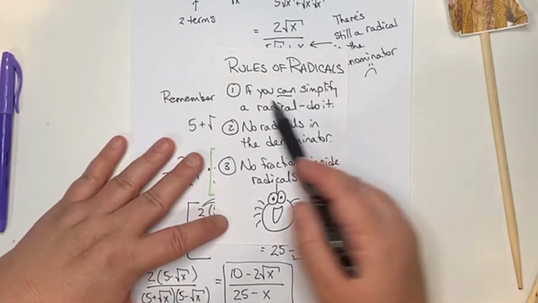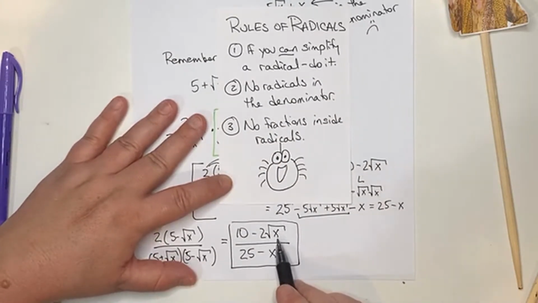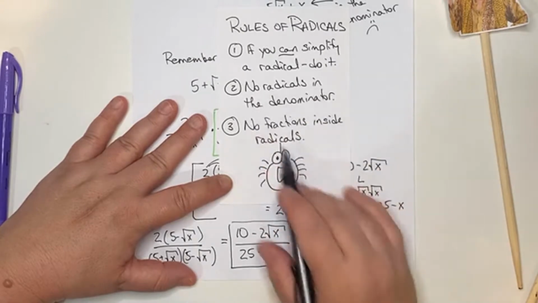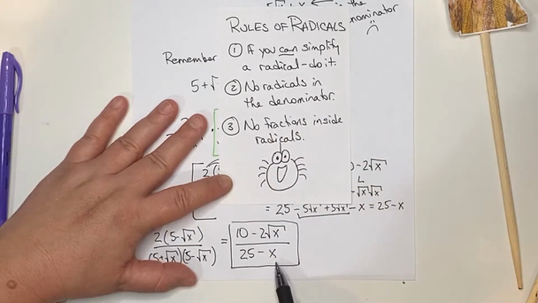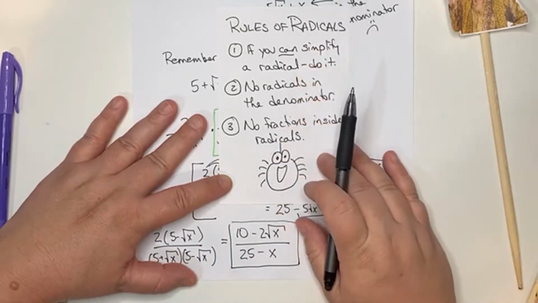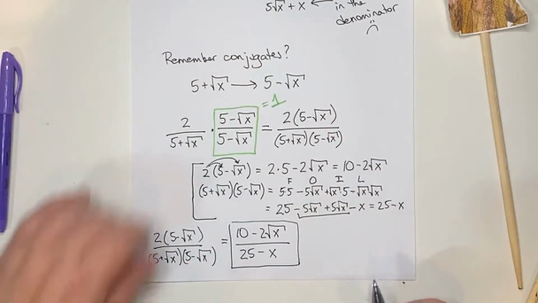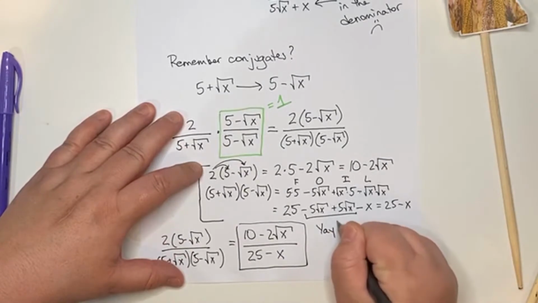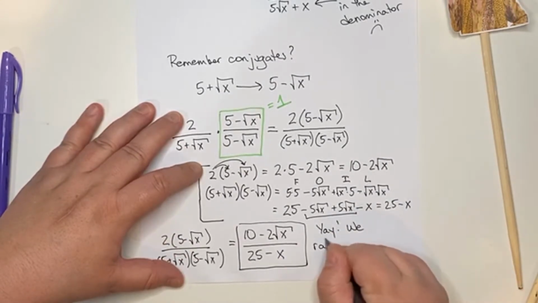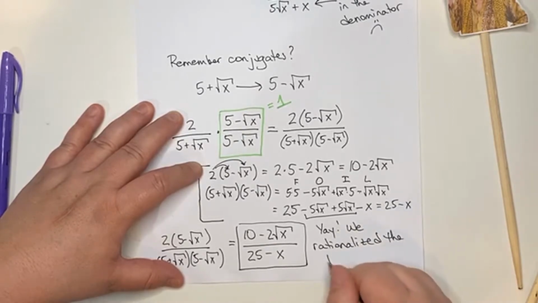And the rules are, if you can simplify a radical, do it. There's only one radical here. It's radical x, so nothing to simplify there. No radicals in the denominator. Yep, no radicals in the denominator. No fractions inside radicals. These are the 3 rules. We did it. We have rationalized the denominator. Yay!